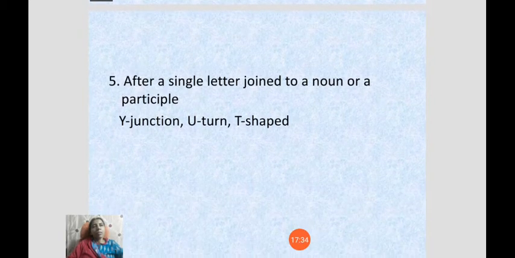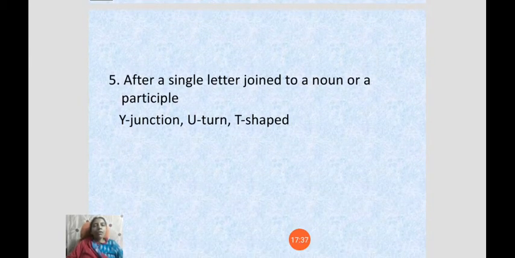Now this is another important use: after a single letter joined to a noun or a participle. In Y-junction, the single letter is Y. In U-turn, the single letter is U and the other one is turn. So in these cases, when they are joined with some other word, junction, here we are using a hyphen.